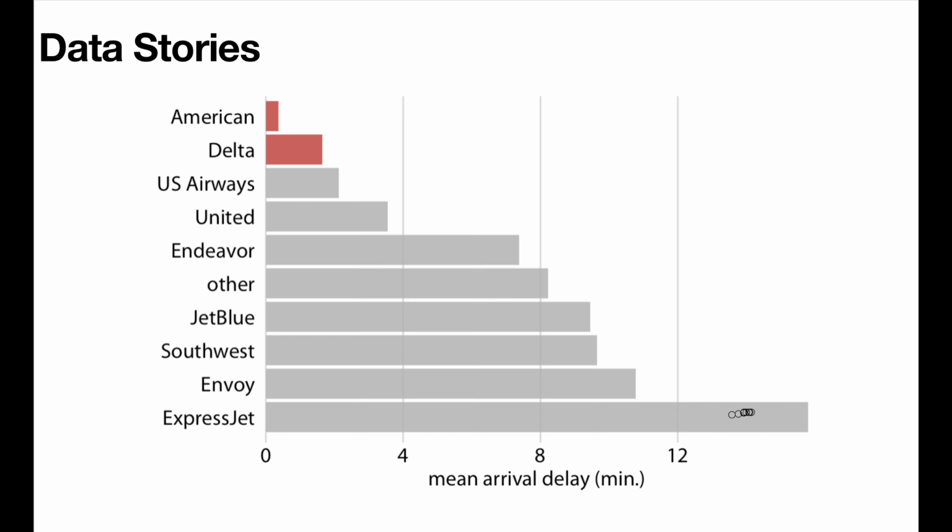ExpressJet is by far the worst, with an average delay time, it looks like, of about 15 or almost 16 minutes late. Okay? American, Delta, U.S. Airways, and United are, in fact, doing very well in comparison to these other airlines.